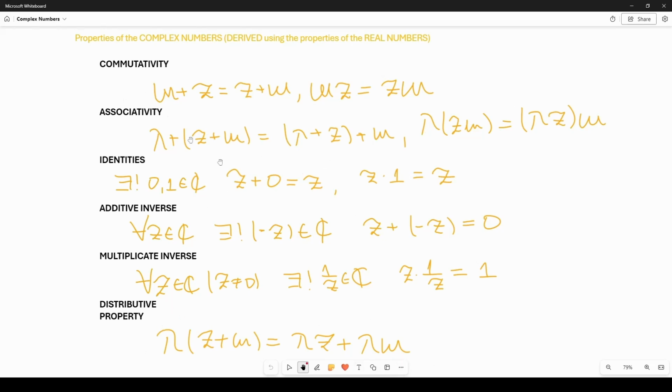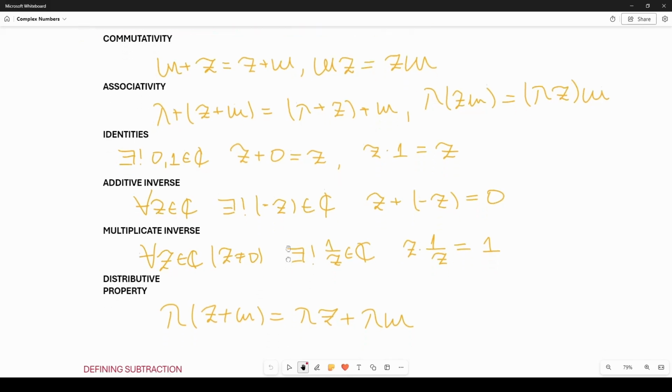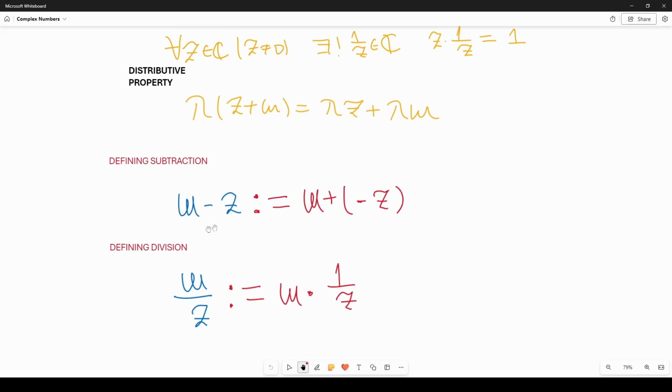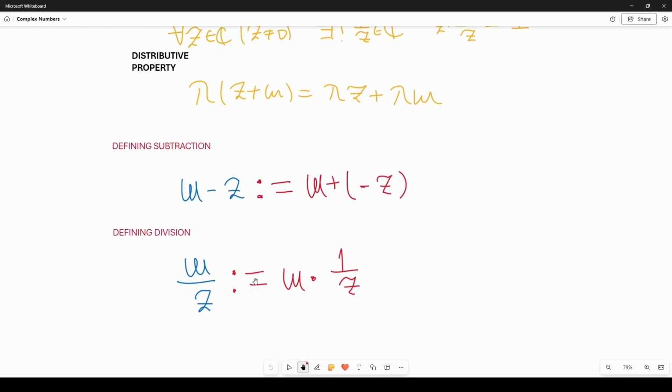All of these you can derive using the properties of real numbers and the definitions we've given for complex numbers. So since we have unique additive inverses, we can define subtraction in the following way. Subtraction is really just addition, where we add the corresponding additive inverse. And division is really just multiplication by the corresponding multiplicative inverse. In this case, we take the multiplicative inverse of Z, which we write like this fraction over here, and multiply it with W. This is what division is.